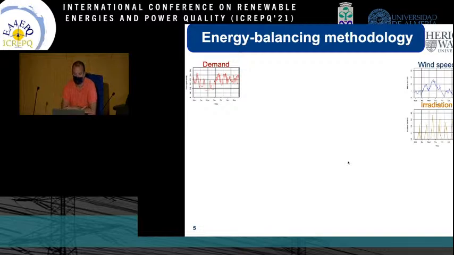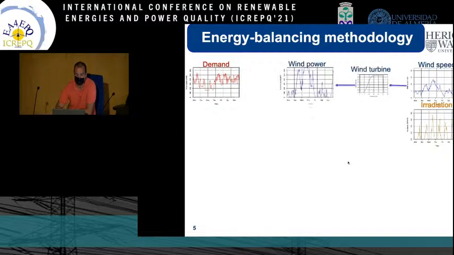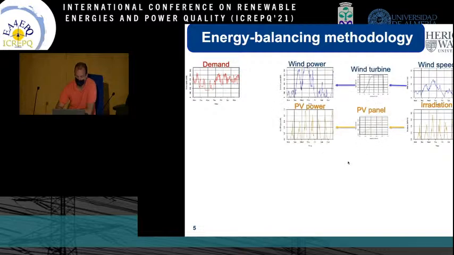So on the top left, we've got the demand of the system here, and on the right we've got wind speed and irradiation data. So in principle, we can turn the wind speed through a turbine selection into wind power, and irradiation through a panel selection into PV power. Single unit power outputs, so how many turbines, how many PV panels do we need? There's NW and NP, and then how many storage devices do we need, and what is our link to the grid with a certain limit.